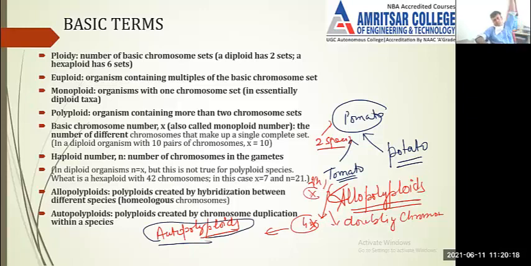Autopolyploids. Energy, right? Clear? Any question, beta? This is clear or not?